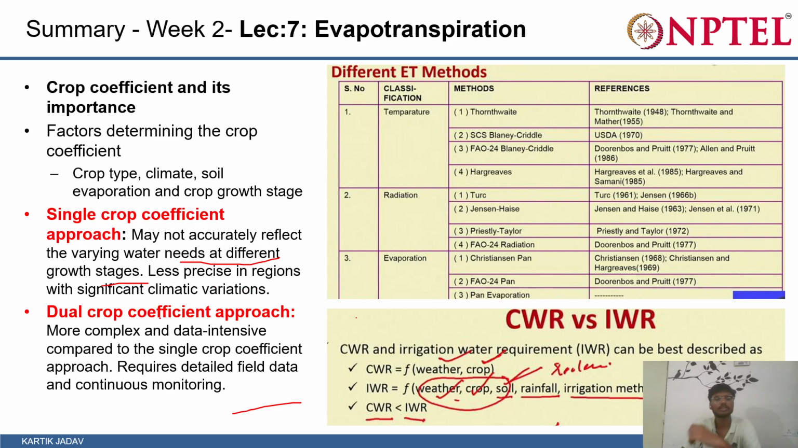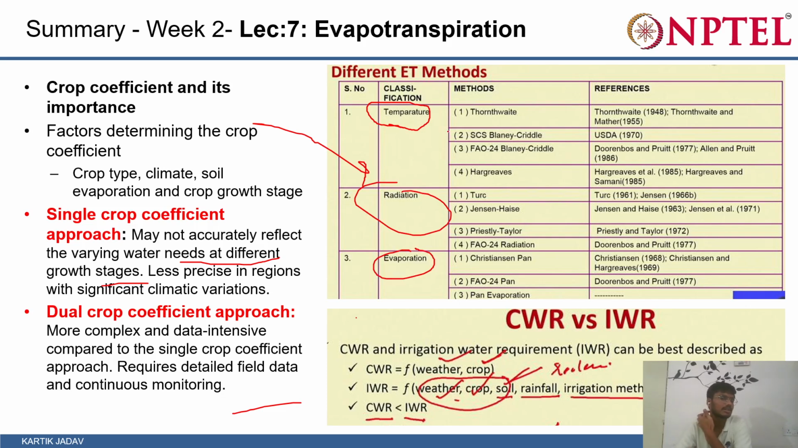While dual crop coefficient approach is more complex in nature and generally requires more data as compared to the single crop coefficient approach. Then we have also talked about what kind of direct measurement techniques are available for measurement of the evapotranspiration. So we have discussed these methods based on temperature data, radiation data, and evaporation data.